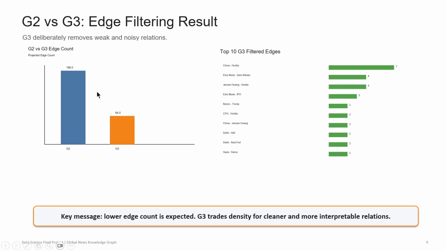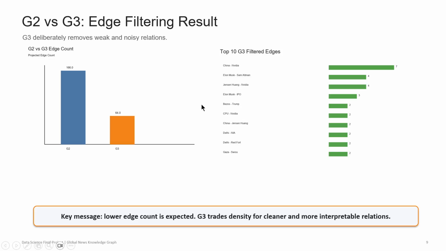We can see G2 has 116 projected edges, while G3 has 64 projected edges. G2 keeps all graph-ready co-occurrence relationships, while G3 removes low-weight or sub-threshold relationships. This reduction is expected. G3 is designed to be more selective. In other words, G2 gives us a denser graph, but it may include more noise. G3 gives us a sparser graph, but the remaining relationships are expected to be cleaner and easier to explain.